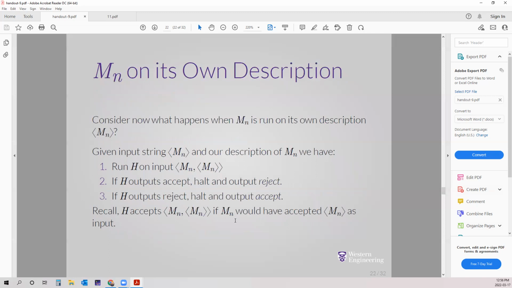So, M_N and its own description. Consider now what happens when M_N is run on its own description. Given the input string <M_N>, an encoding of M_N, we have to run H on input M_N and <M_N> itself. If H outputs accept, halt and output reject. If H outputs reject, then halt and output accept. Recall H accepts <M, w> if M would have accepted w as an input.